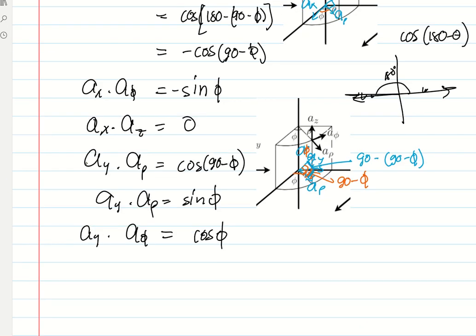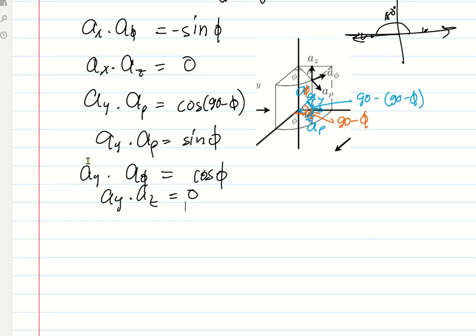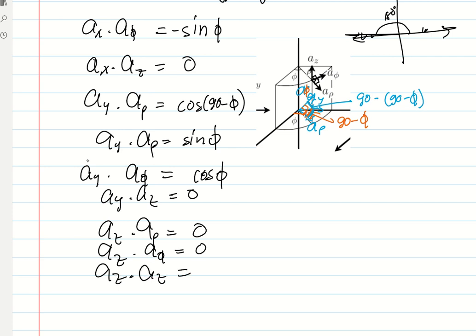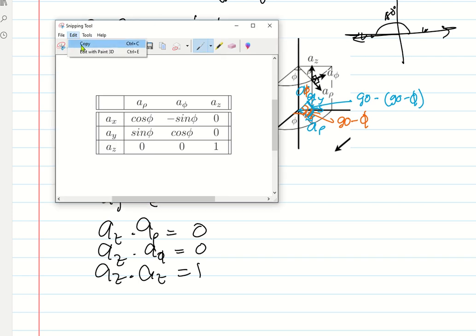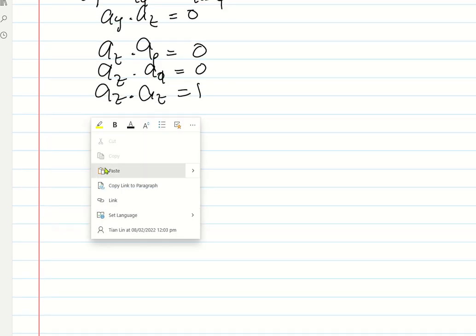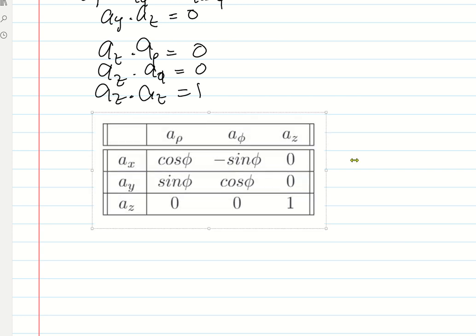And next, AY dot AZ is again 0. Then lastly, for the Z component, AZ dot arrow is just equal to 0 again. AZ dot AV is also 0 because they are all perpendicular with each other. AZ is perpendicular to that. Then AZ dot AZ is equal to 1. So to summarize, we can just write the table to summarize our answers here. So this is the table, the dot product of a rectangular unit vector and a cylindrical unit vector.